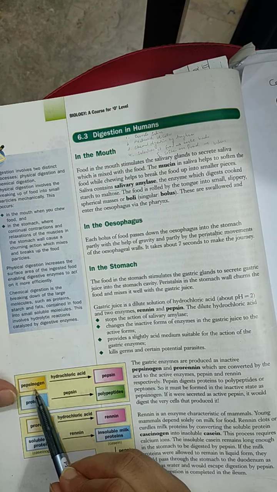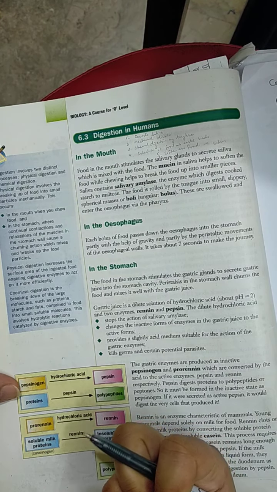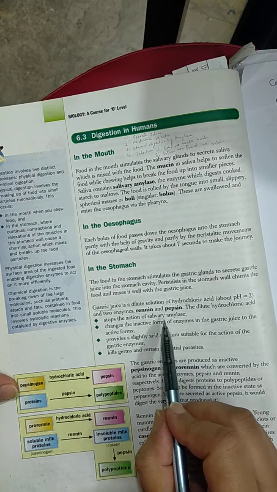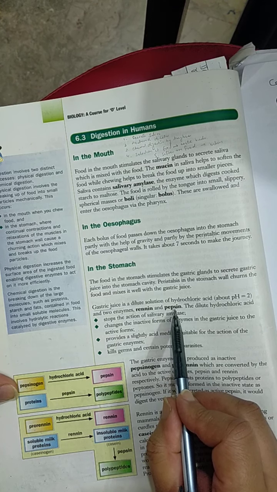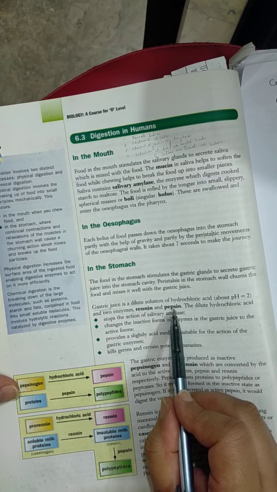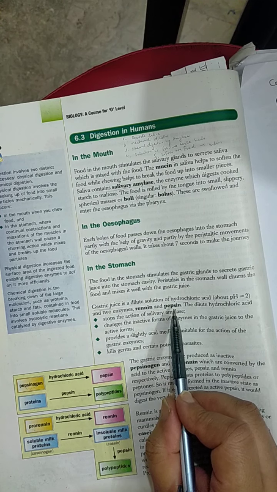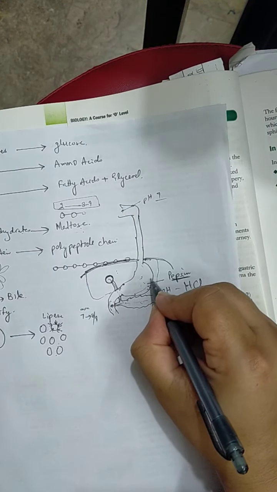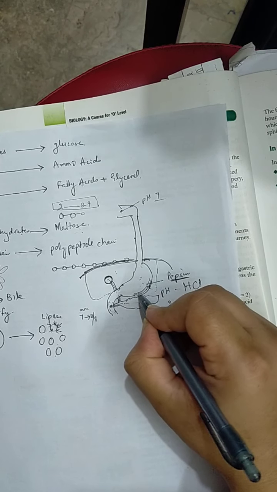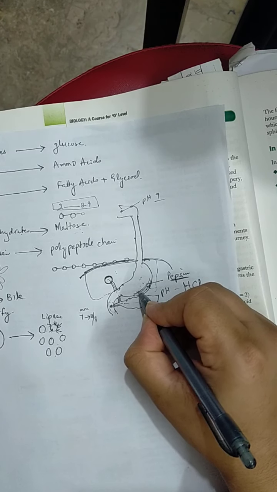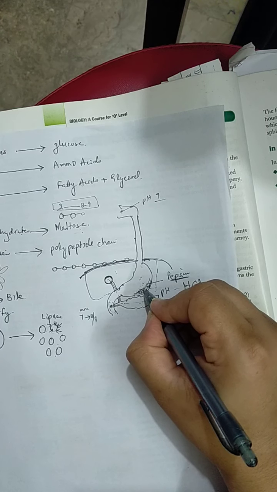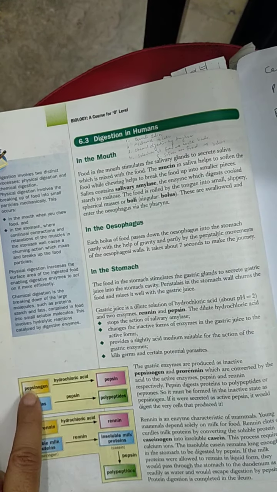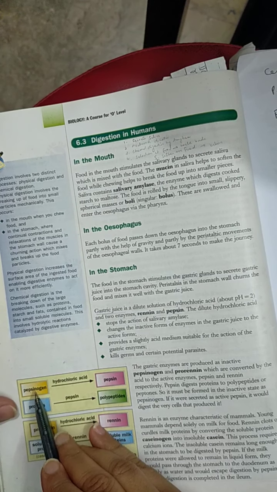Why inactive form? Because you already know our organs are made up of protein. If it were present in pepsin form, it could even digest the wall of the stomach, but that doesn't happen. Why? Because inside the stomach different layers are present, and I will tell you about that. Here a mucus layer and different glands are present, and this mucus layer protects. Secondly, pepsin is produced as pepsinogen, which is an inactive form.